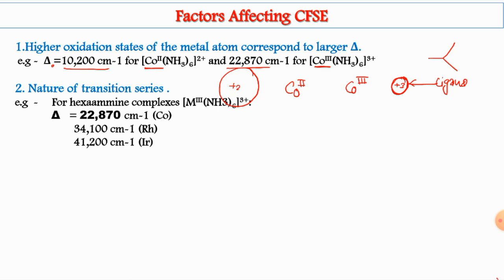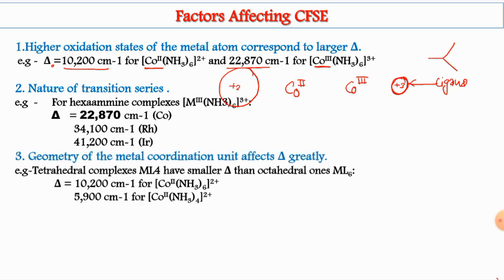From top, let's say for example 3d, 4d and 5d, the nuclear charge is going to increase. So the attractive power toward the ligand also increases. Okay, that's why the values also increase.